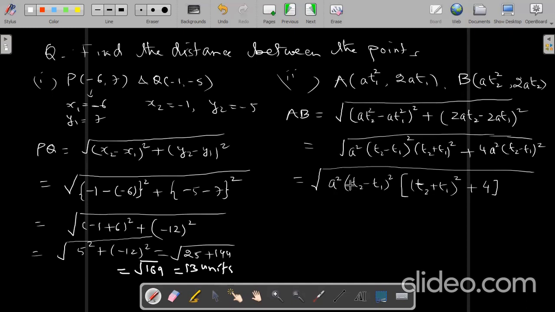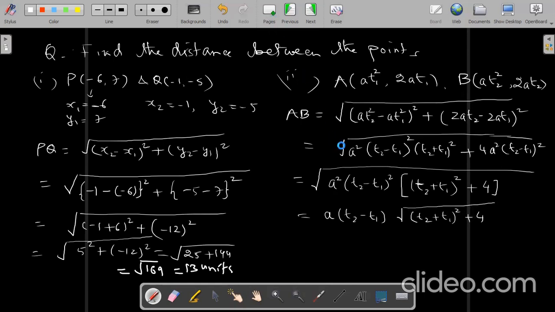Okay, so these both are square, so we can put the square root on it. So the square and square root cancel. We will get the answer a times (t2 minus t1) times the root of (t2 plus t1) whole square plus 4.